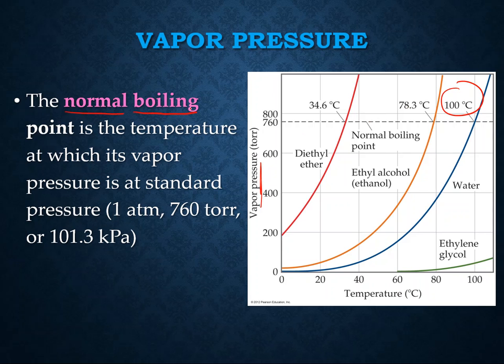Normal boiling point is at normal conditions, which would be about room temperature and standard pressure. Standard pressure happens to be 1 atmosphere, 760 torr or millimeters of mercury, or 101.3 kPa, kilopascals. So keep that in mind when we say, hey, it boils at this. We're really referring to the normal one, which would be at standard pressure. Okay.